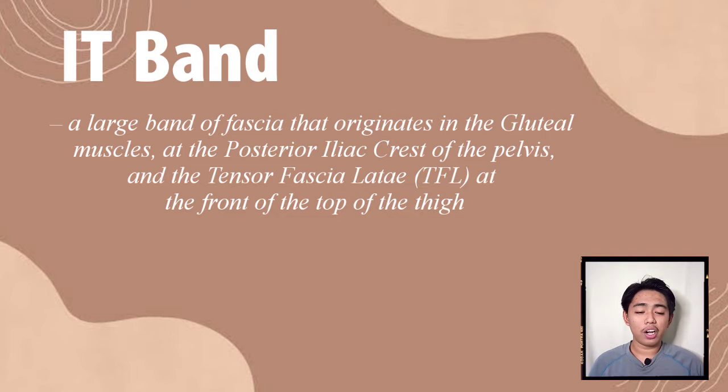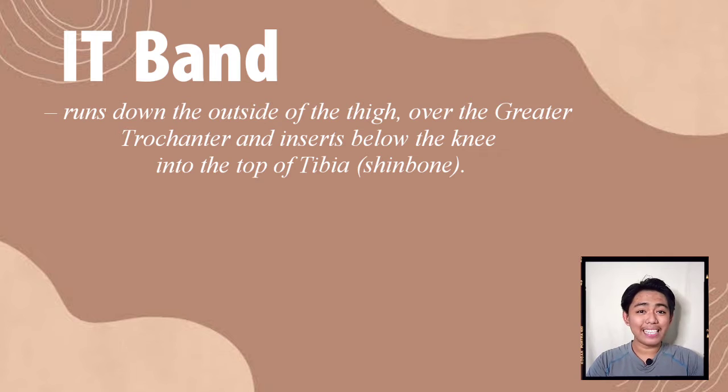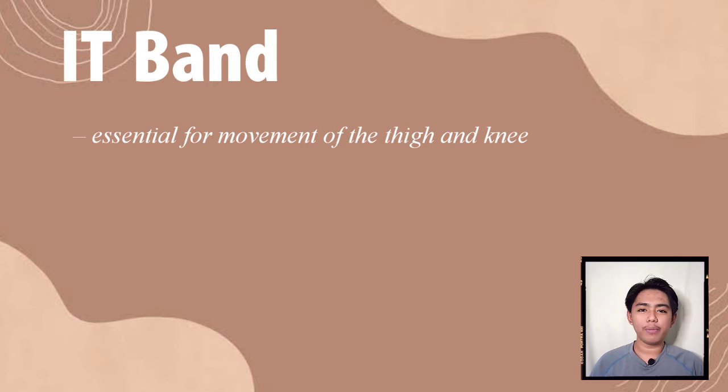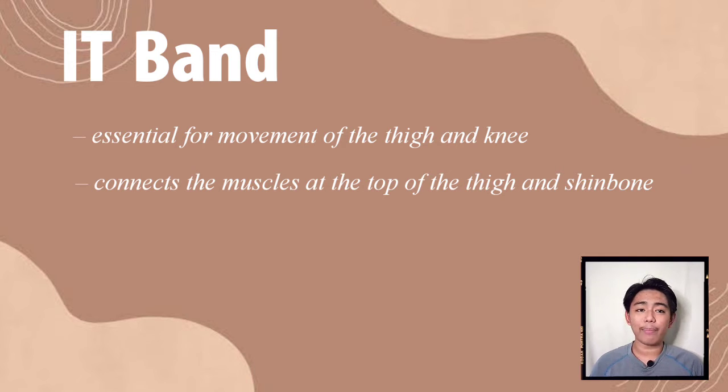The iliotibial band is a large band of fascia that originates in the gluteal muscles at the posterior iliac crest of the pelvis and in the tensor fasciae latae at the front of the top of the thigh. Thigh is the hita in Tagalog. It runs down the outside of the thigh over the greater trochanter and inserts below the knee into the top of the shin bone or the tibia. So our iliotibial band is something that is essential for moving the thigh and the knee because it connects the muscles in the top of our thigh to the shin bone.